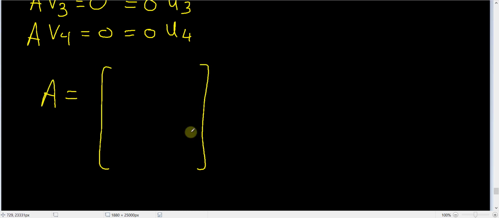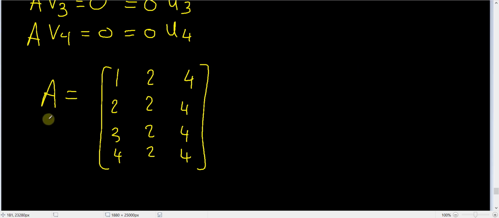So I might have 4 components here, 1, 2, 3, 4, and then 2, 2, 2, 2, and then I might have 4, 4, 4, 4. So the rank is still 2 in this situation. Now this is a 4 by 3 matrix. So the dimension of every vector in the row space or the null space is equal to 3. So the matrix V is a 3 by 3 matrix now.